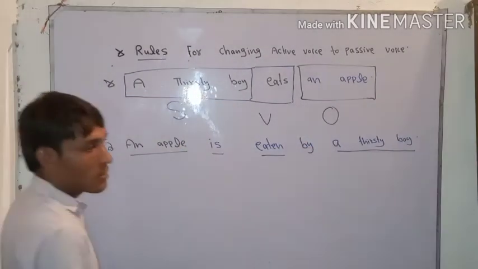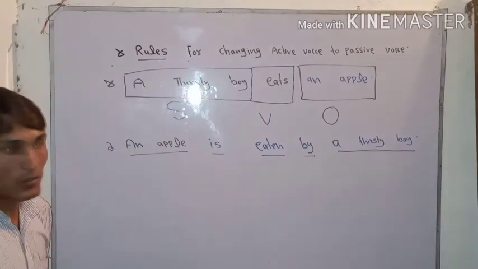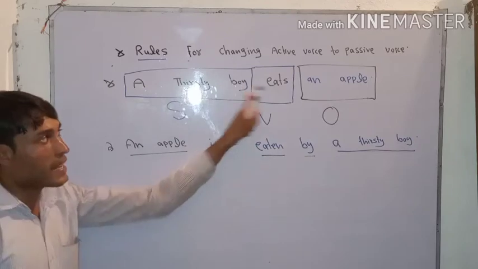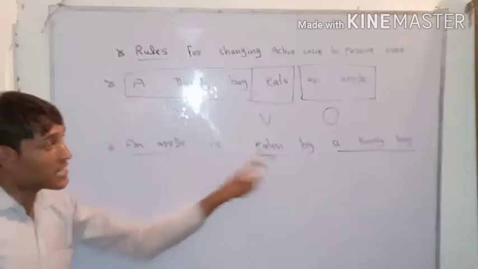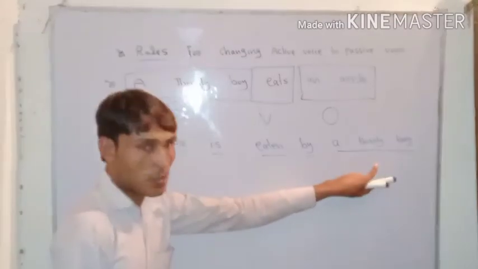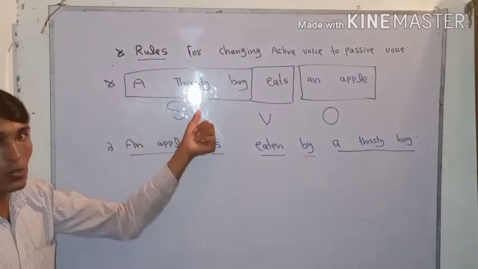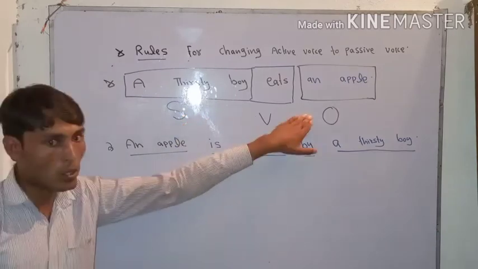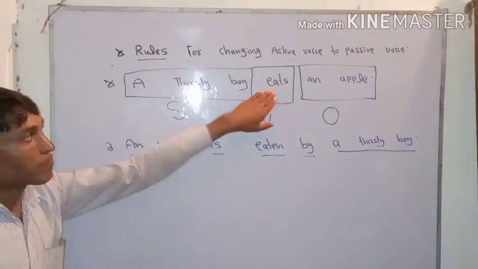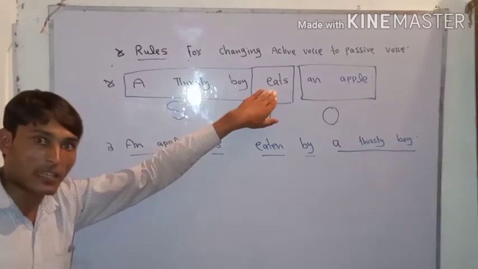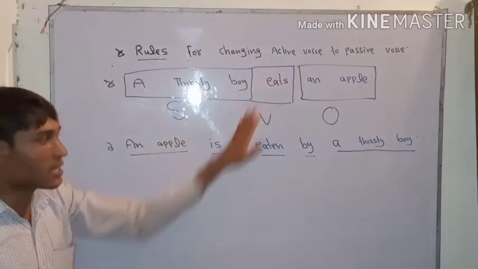So now it is converted from active to passive voice. Look at it, I say a thirsty boy eats an apple. So I say an apple is eaten by a thirsty boy. So first we apply the first rule, that follows SVO. Then the subject is replaced with the object. Then we change the first form of the verb to the third form of the verb, or we can also call it the past participle. And also we add the auxiliary according to the tense.